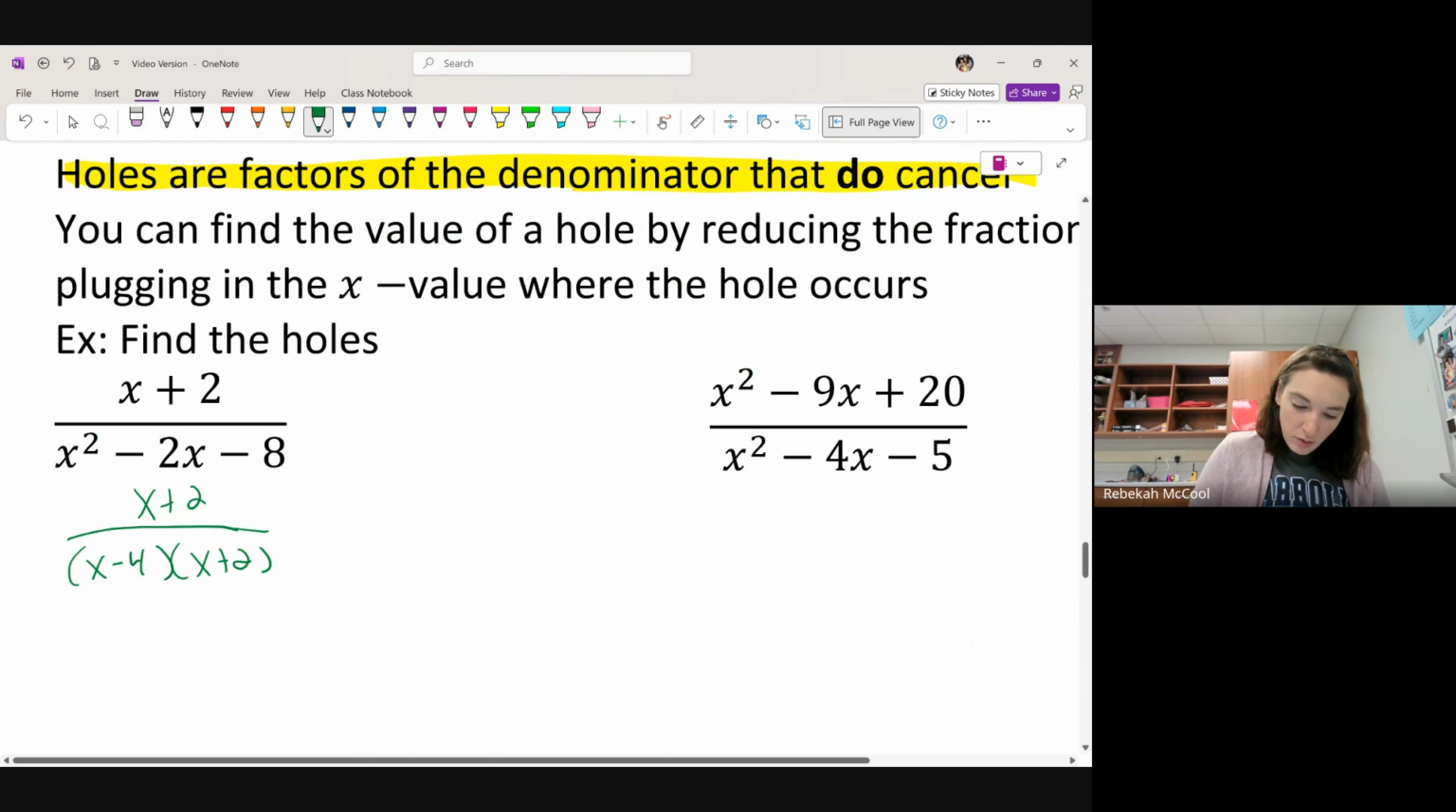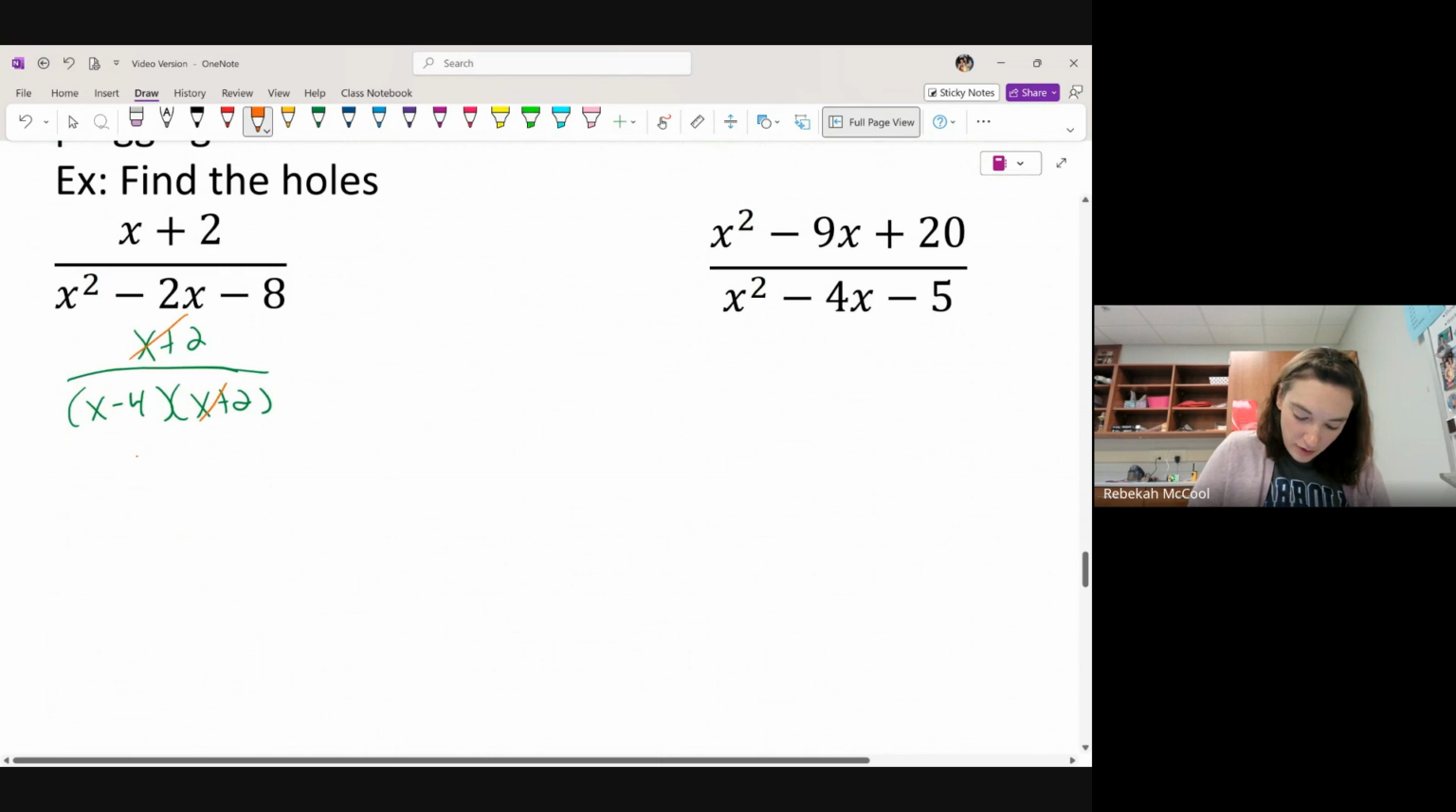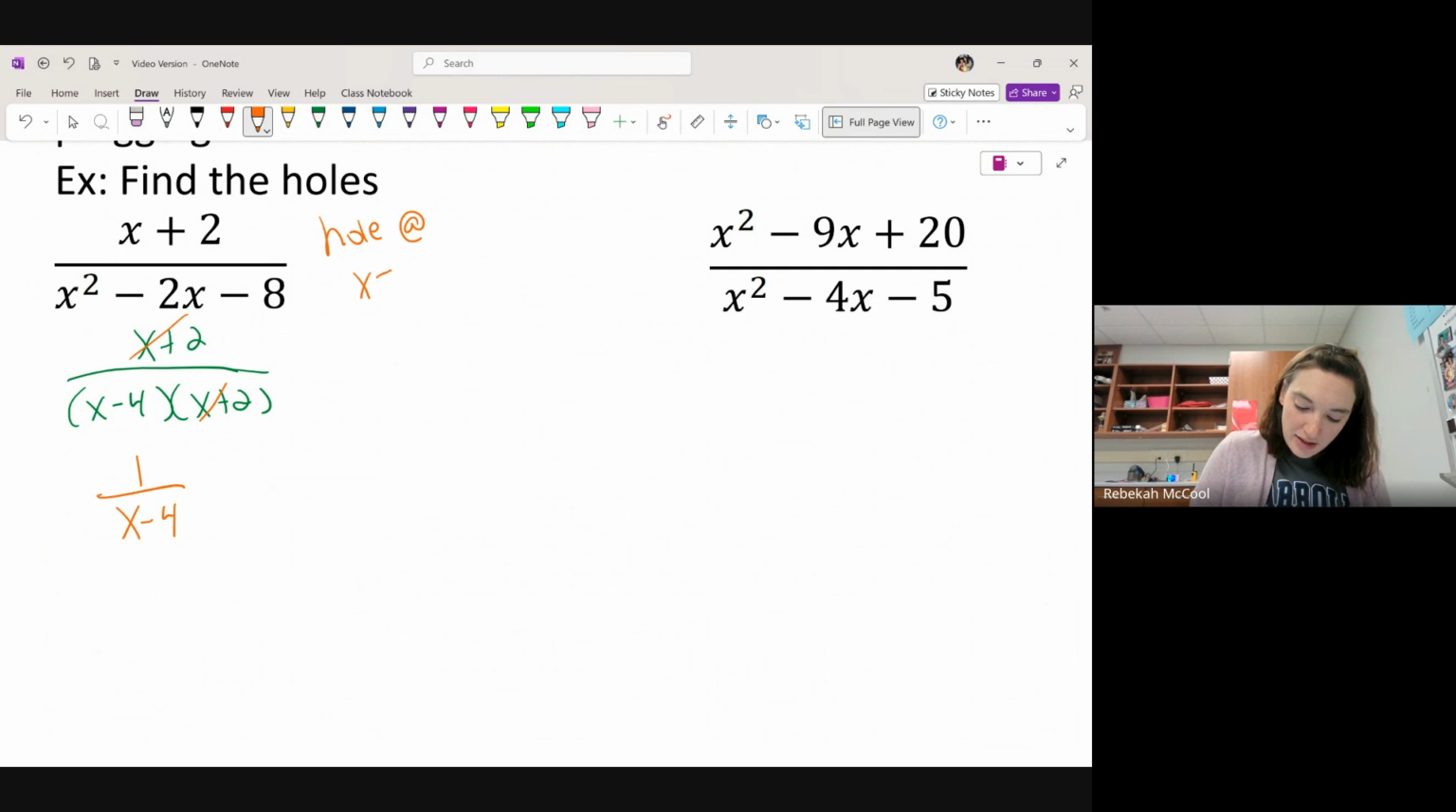So I can see that I will have these pieces that cancel. And so I'm left with 1 over (x minus 4). So from this piece of information, I know I should have a hole at x is negative 2, because that's the term that canceled. And I'm going to have a vertical asymptote at x equals 4, because that's the factor that's left in the denominator.